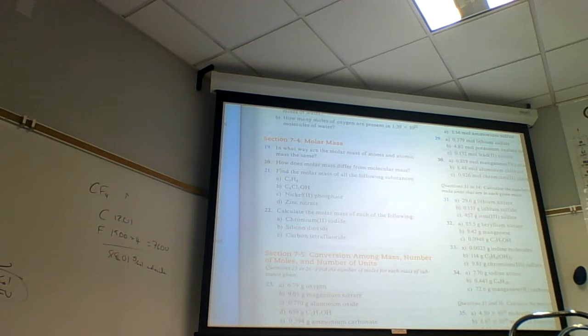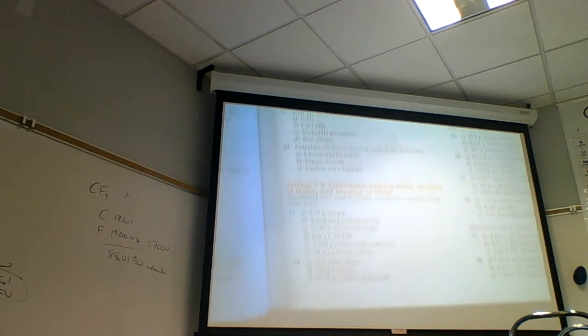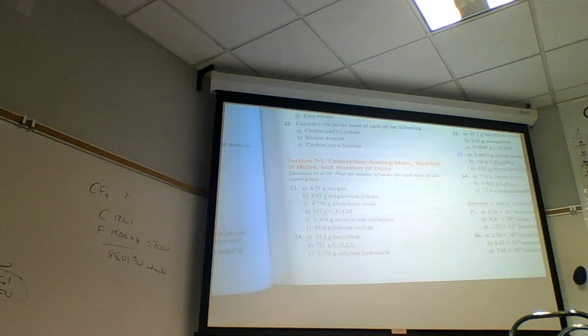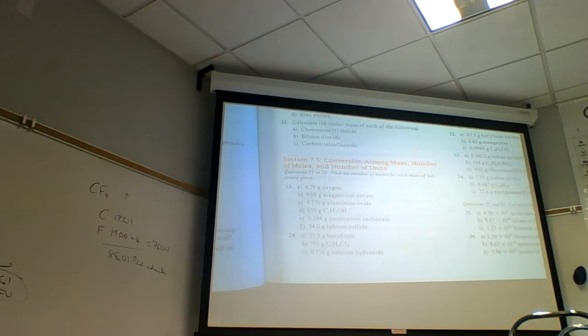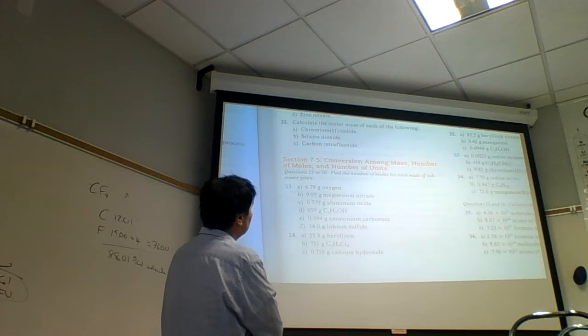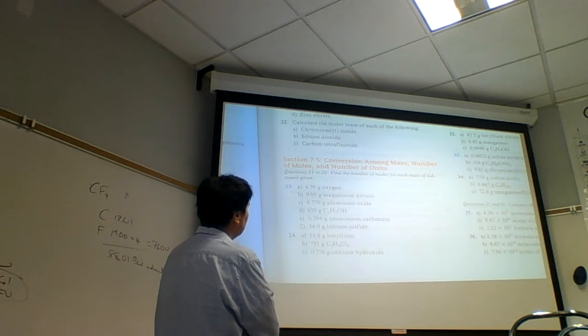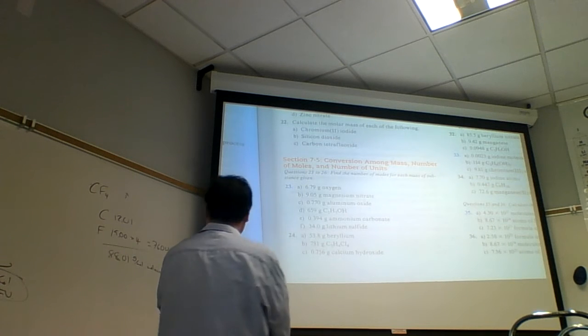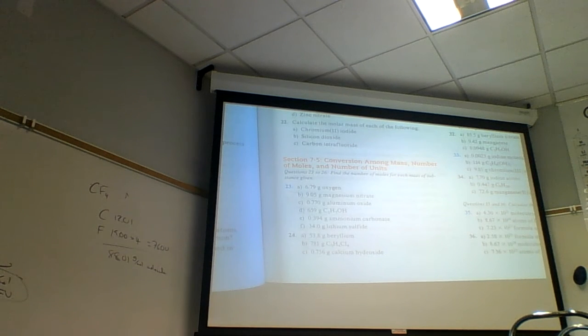Section 7-5. Conversion among mass, number of moles, and number of units. Find the number of moles for each mass of substance given. 53.8 grams of beryllium. What's the symbol for beryllium? B is actually boron. No, Be.